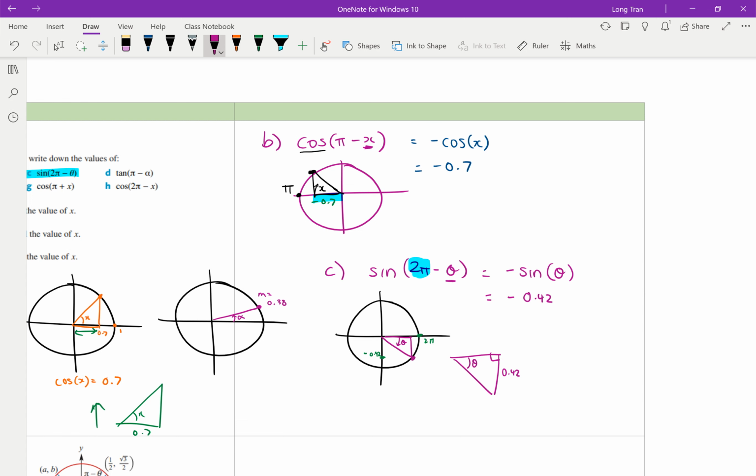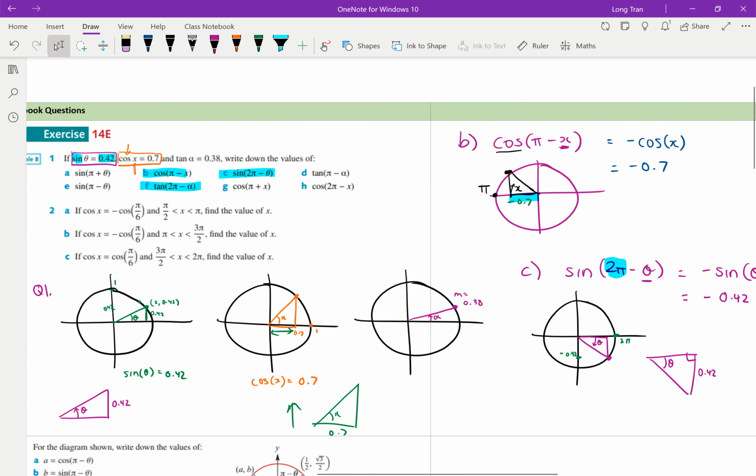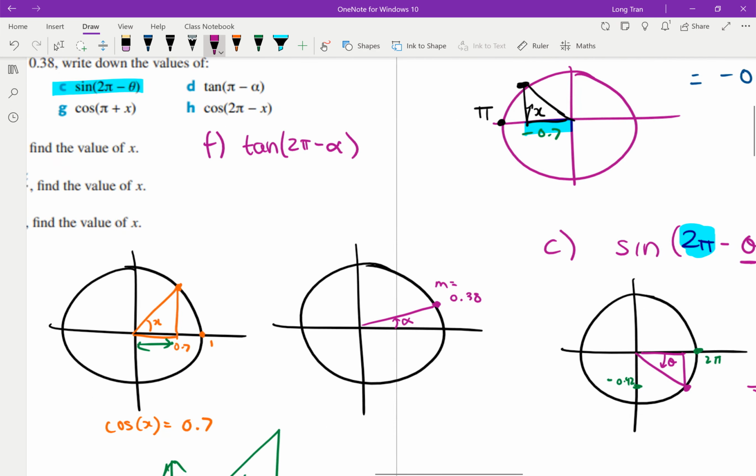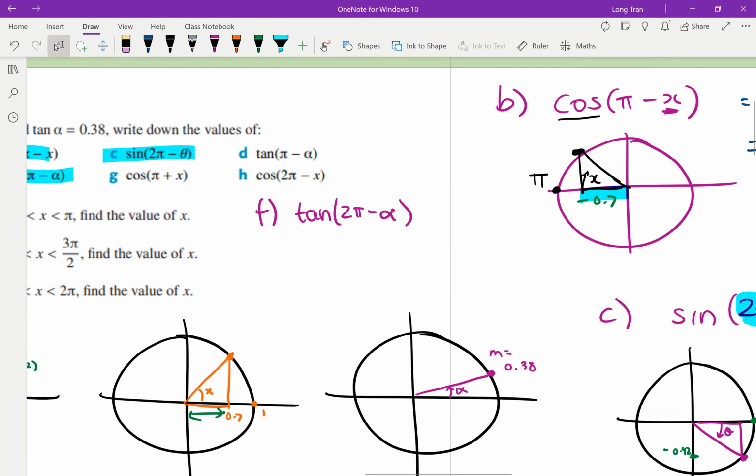Okay, and then finally, if we were to do F, it's looking for tan of 2 pi minus alpha. Again, alpha is this last option over here. But again, where am I working? If you draw the unit circle, 2 pi starts off at this point. Minus means I'm going down by alpha. And this is my triangle.